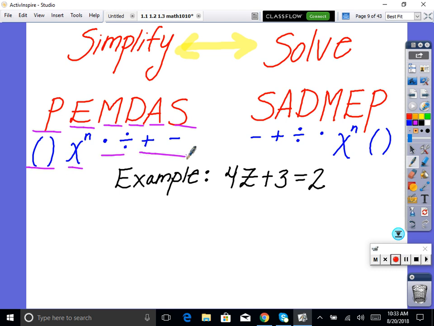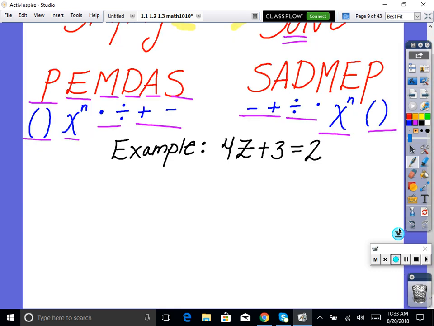Now when we change it and put in an equal sign, instead of simplifying, we're solving it, you actually do that backwards. So it's SADMEP. So you would take care of subtraction and addition, division and multiplication, exponents and parentheses last. Now think about it, guys. What does addition, subtraction, what does multiplication, division, and so on. Everybody good? So these first few examples are going to be so easy, you shouldn't be writing it down because you're going to get more out of it by watching.